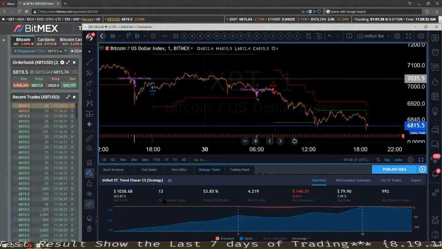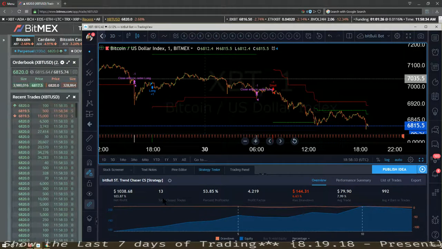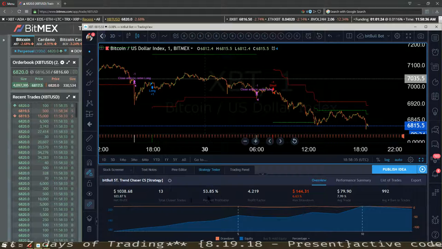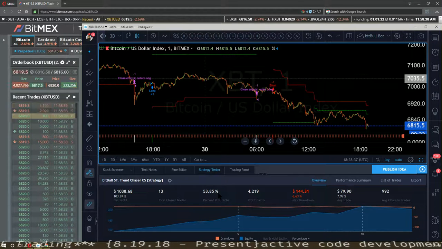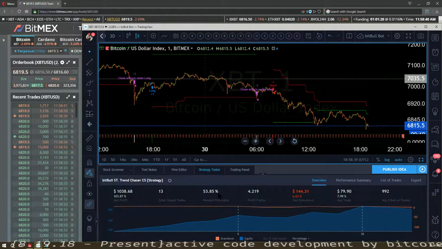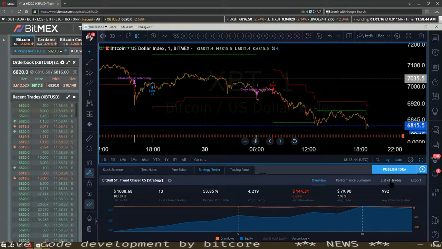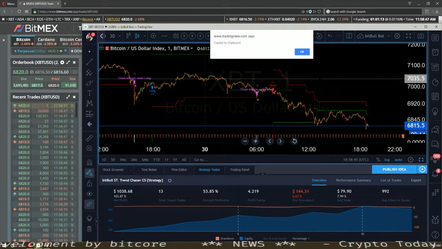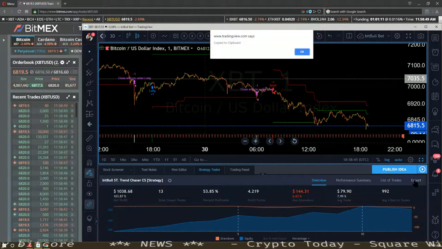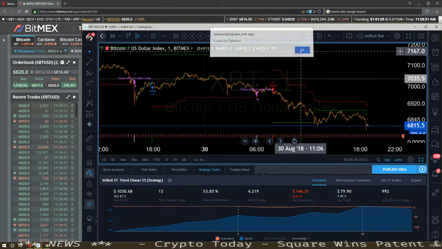Think of it that way. 50% of them are winners and 50% are losers. Now look, out of the list of trades, you have this thing called an export, and copy that to the clipboard.